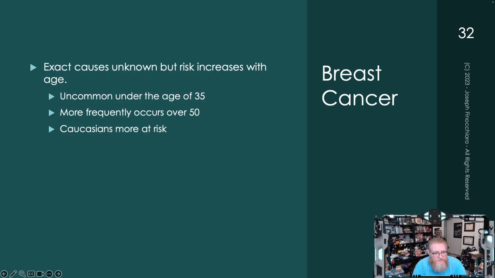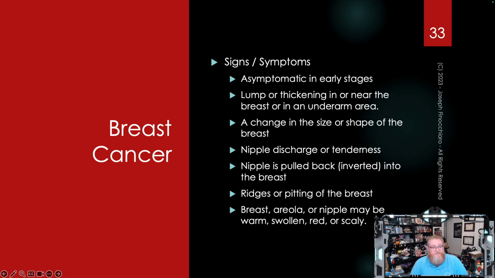Breast cancer. Exact causes of breast cancer are unknown, but risk increases with age. It is uncommon under the age of 35, more frequently occurs over 50, and Caucasians are more at risk. Signs and symptoms of breast cancer: in early stages it is asymptomatic with no signs or symptoms. Lump or thickening in or near the breast or in an underarm area. A change in the size or shape of the breast. Nipple discharge or tenderness. The nipple is pulled back or inverted into the breast. Ridges or pitting of the breast. And breast areola or nipple may be warm, swollen, red, or scaly.